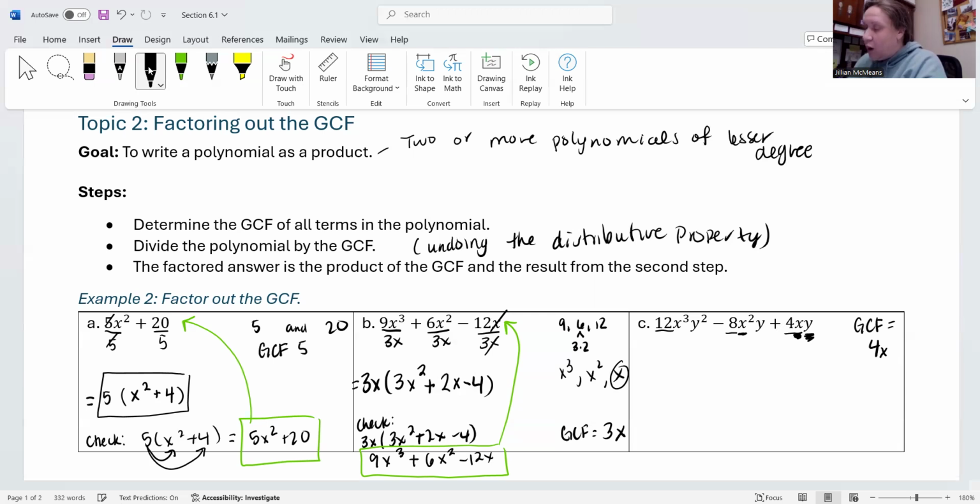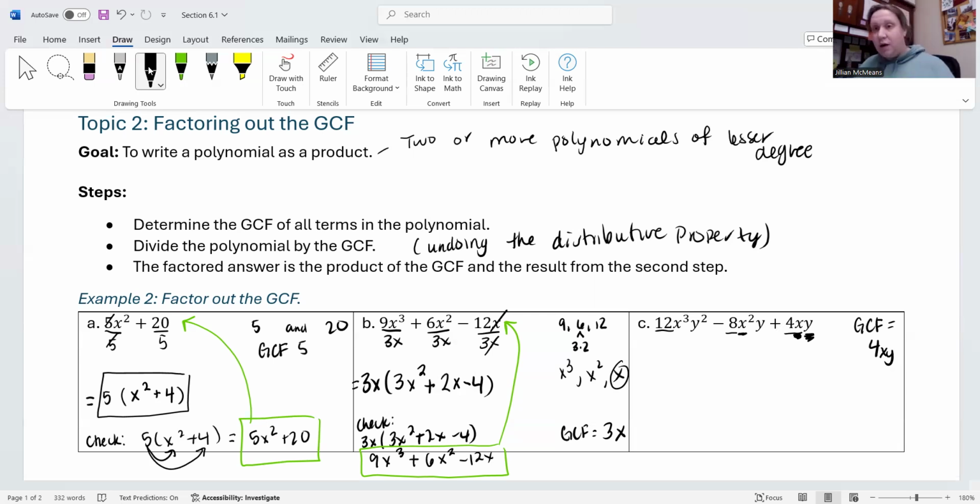And then ditto for the y, I have at most one y that's common to everything, so I can only include y to the first. So remember, when you're dealing with the variable portion of your GCF, you're looking for the smallest exponent because that's going to be the greatest number that's common to everything.